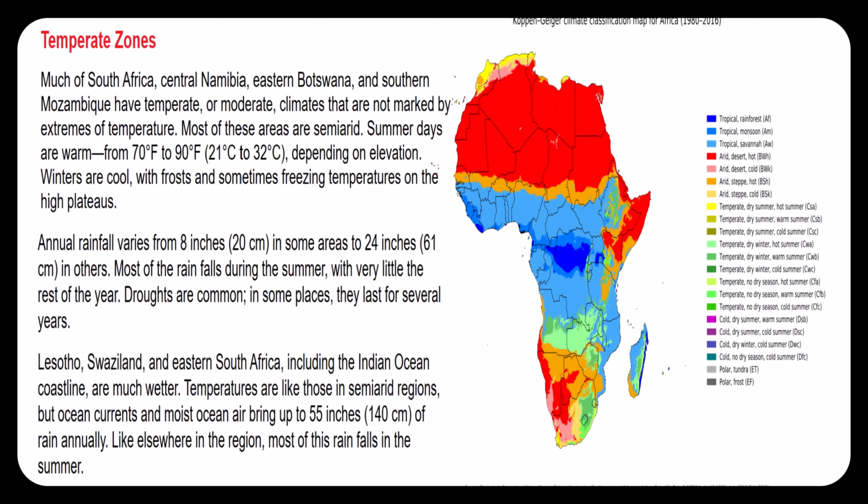Temperate zones. Much of South Africa, central Namibia, eastern Botswana, and southern Mozambique have temperate or moderate climates that are not marked by extremes of temperature. Much of these areas are semi-arid. Summer days are warm, from 70 degrees to 90 degrees, depending on elevation. Winters are cool, with frost and sometimes freezing temperatures on the high plateaus. Annual rainfall varies from 8 inches in some areas to 24 inches in others. Most of the rain falls during the summer, with very little the rest of the year. Droughts are common. In some places they last for several years.